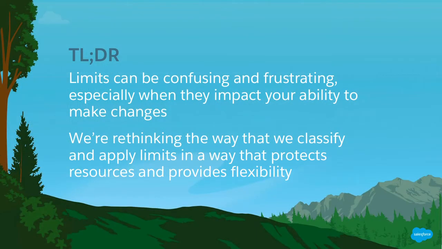Now, the top line here really is that we recognize that limits can be somewhat confusing and frustrating for you as customers. We often come across situations where the limits that we have in place for your products and the API prevent you from undertaking business-critical operations. We are trying to understand how we can rethink those limits to ensure that we're not getting in your way when you need to do things, while still making sure that we are preserving the infrastructure and protecting the resources so that all of our customers are able to continue their business as normal.